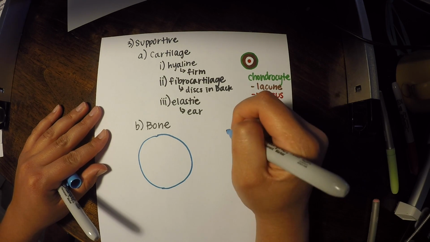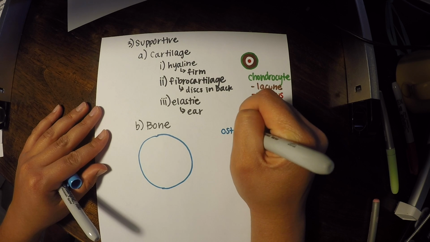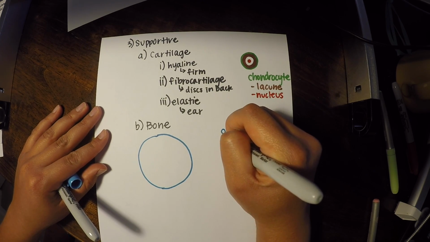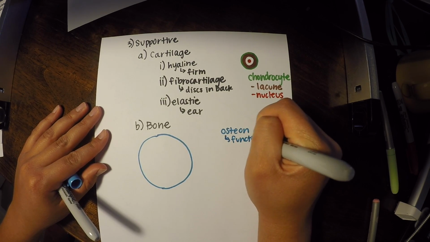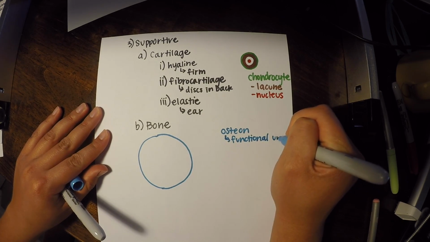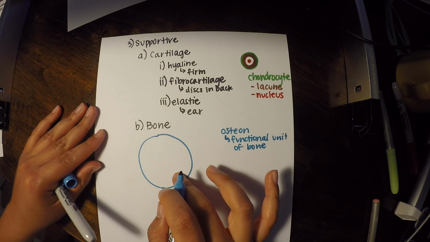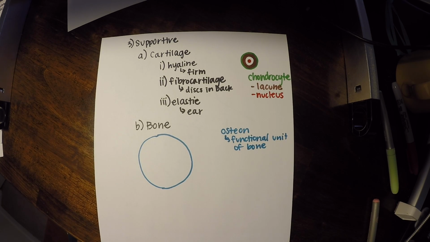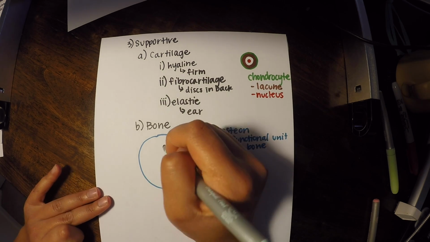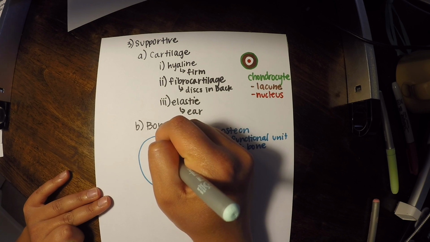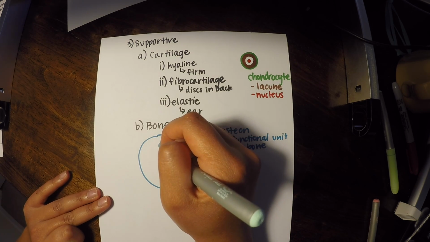So this is going to be our osteon. Remember, which I said is the functional unit of bone. So everything within here is necessary for bone itself to function. Now we're going to have osteocytes inside of there, which are bone cells. So let me draw these osteocytes out.